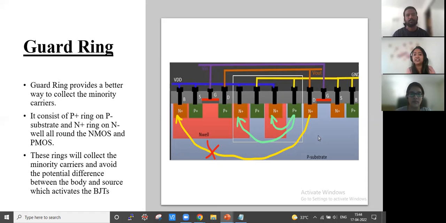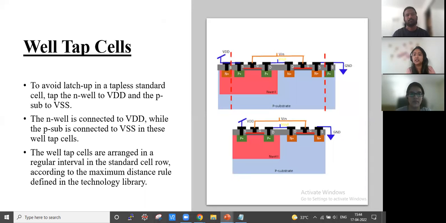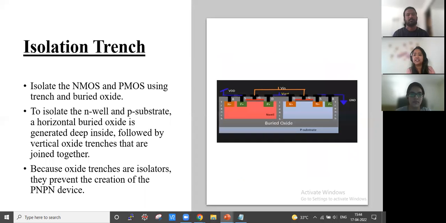Similarly, if the guard ring is added, the holes will be gathered by the guard ring, which will prevent the latch-up. Next, addition of the well tap cells. To avoid latch-up in the tapless standard cell, tap the N well to VDD and the P substrate to VSS. The figure depicts the cross-section of the tapless cell and the arrangement of a well tap cell respectively. By chopping the tap cell, we may improve the cell density. The well tap cells are arranged at regular intervals in the standard cell row according to the maximum distance rule defined in the technology library.